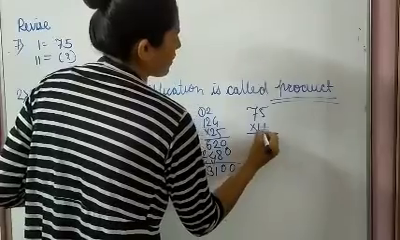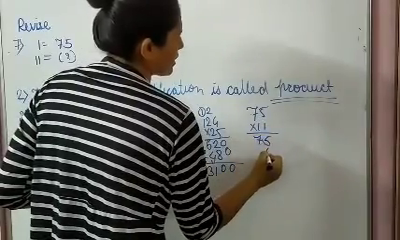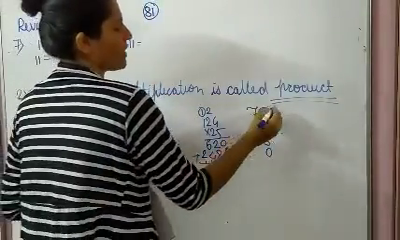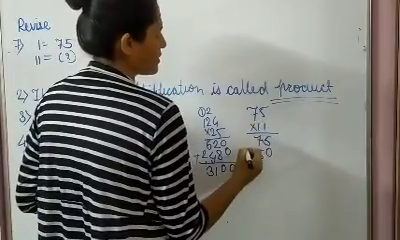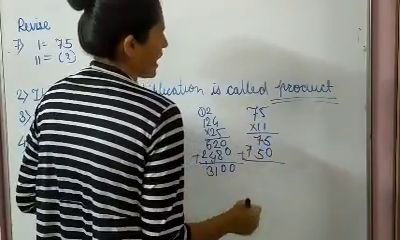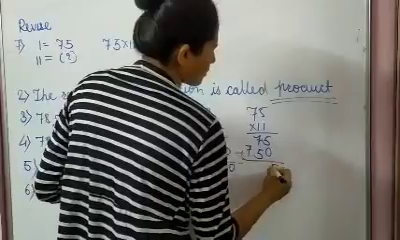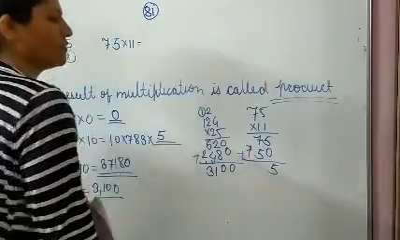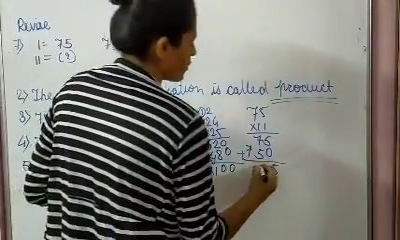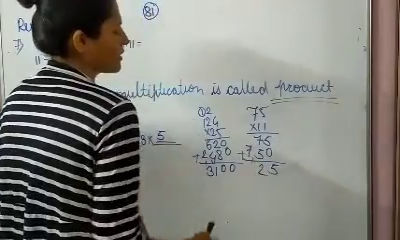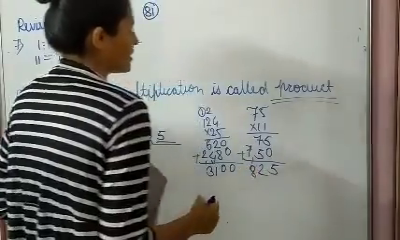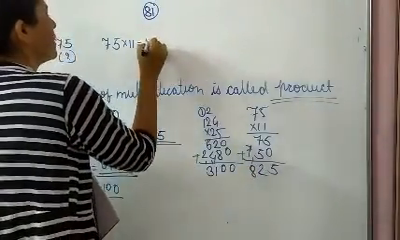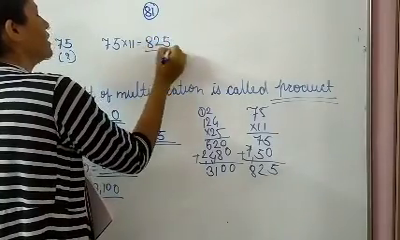5 ones are 5. 7 ones are 7. Give here 0. 5 ones are 5. 7 ones are 7. Add it. 5 plus 0, 5. 7 plus 5, 12. 2 is here, 1 will be carried. 7 plus 1, 8. So what is the answer? 825.